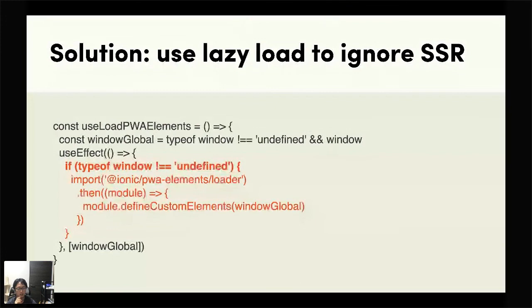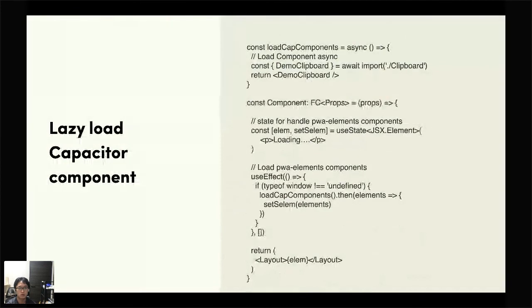The React useEffect hook executes async functions. So check the useEffect function in your component and check the window property availability. And if the window property is available, import PWA Elements or the Capacitor property. And if you want to get any component using the Capacitor API, we can use a similar way to load the component. And once you set the component, we can use useState.